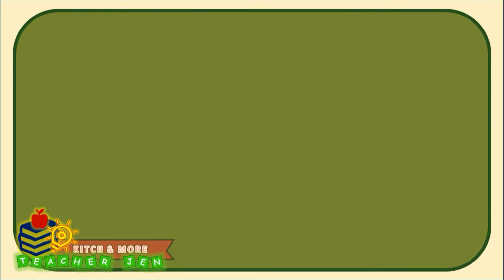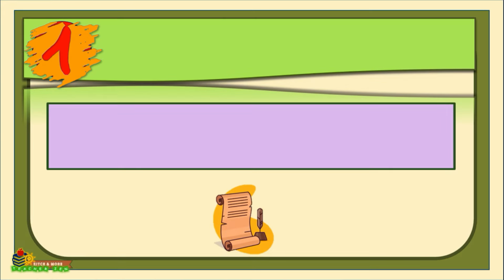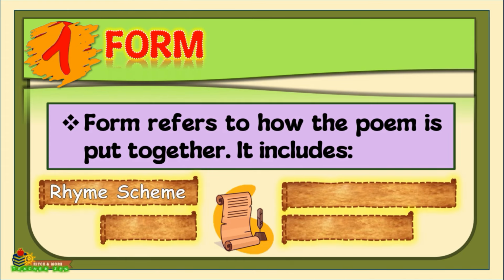What are the basic elements of poetry? Let's start with number 1, form. Form refers to how the poem is put together. Think of it like the design or layout of a poem. On this slide, you'll see some parts that make up a poem's form. These include things like the rhyme scheme, the rhythm or meter, stanzas, and even the length of each line.